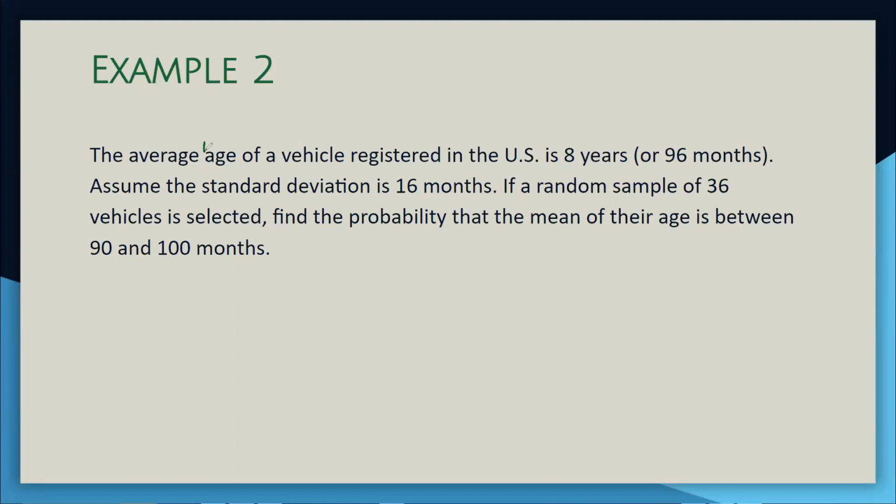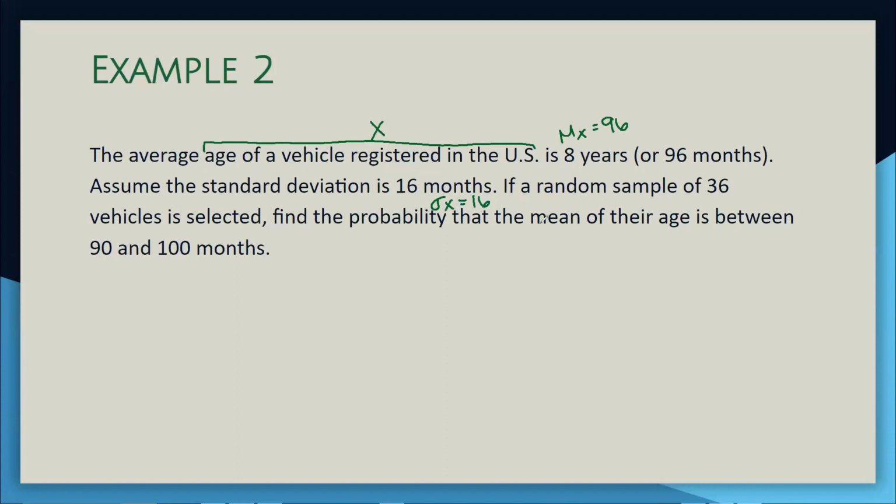We're looking at the age of vehicles registered in the US. That's our random variable. And they say that average is 8 years. So mu sub x is 8 years or 96 months. And I'm going to write 96 because I know in the next sentence, it says assume the standard deviation is 16 months. Sigma x equals 16.